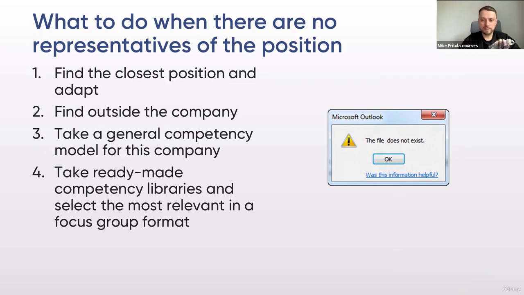Next, what if there are no representatives for the positions? It could be that a company needs to describe a competency profile for a position that doesn't exist. There are options here. Either find the closest existing position and adapt it, understanding that the two positions are very similar. Accordingly, we take from an existing position and adapt it slightly to the new one. Or find people outside the company with similar roles and interview them to describe the competencies. Or just take the general competency model for the company and not focus on any individual positions. Or take ready-made competency libraries and, in a focus group format, work with several managers to select the most relevant ones for the position you're developing, even though you don't have a representative for that position yet.